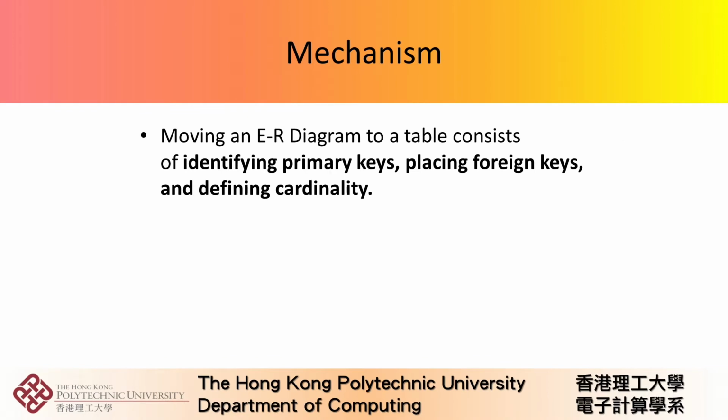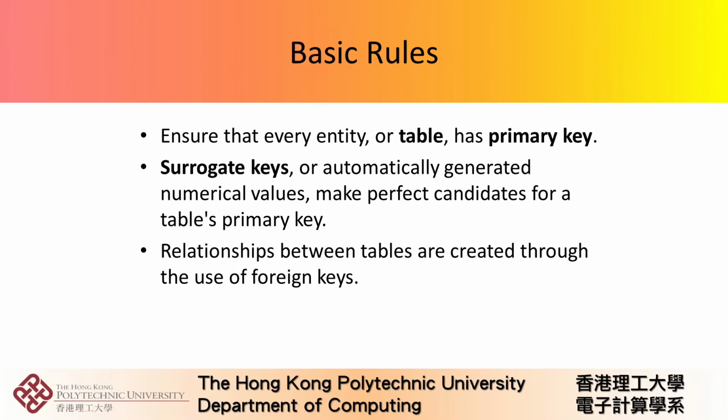The mechanism for converting an ER diagram to a database table consists of identifying the primary key, placing foreign keys, and defining cardinality. When mapping an ER diagram to a table, the first consideration is to ensure that every entity or table has a unique identifiable value called the primary key.